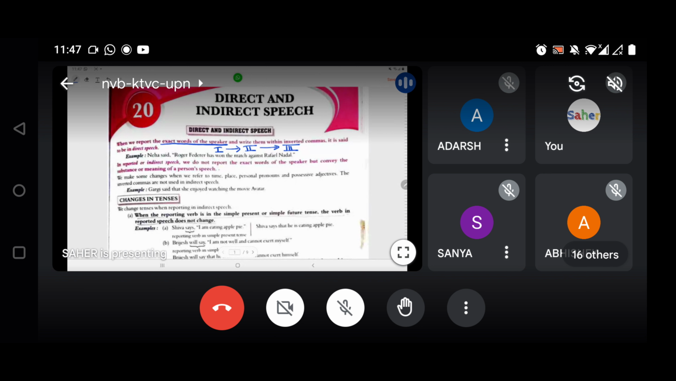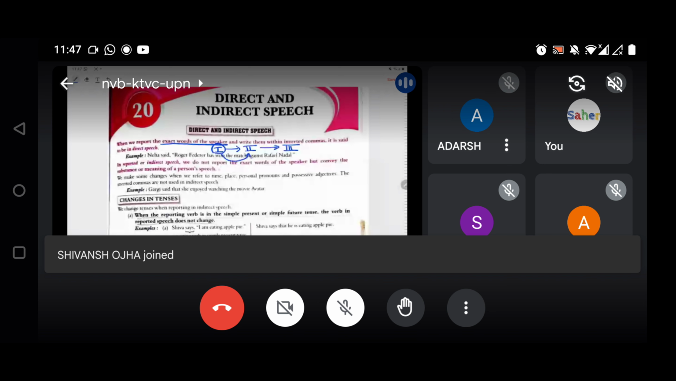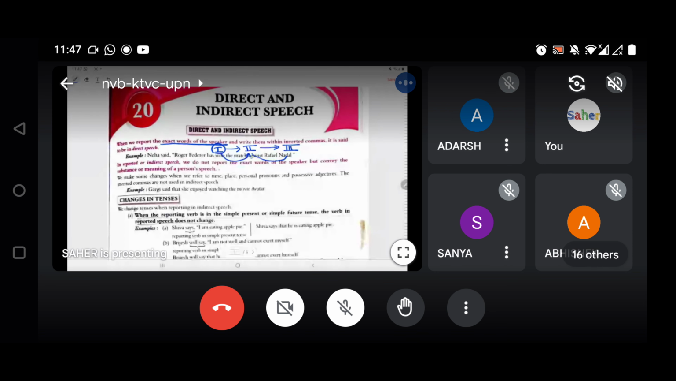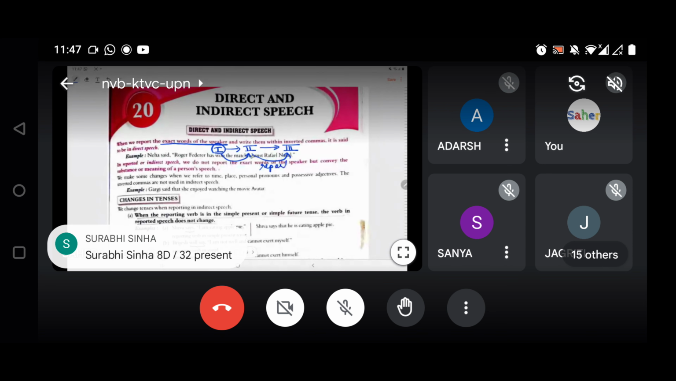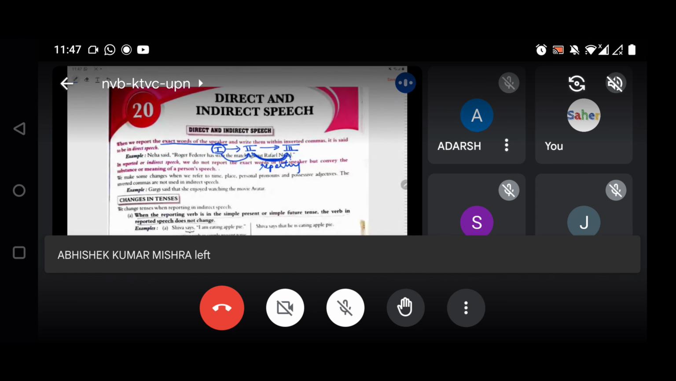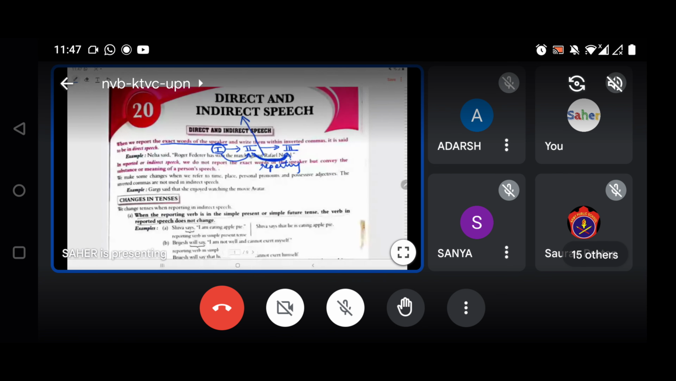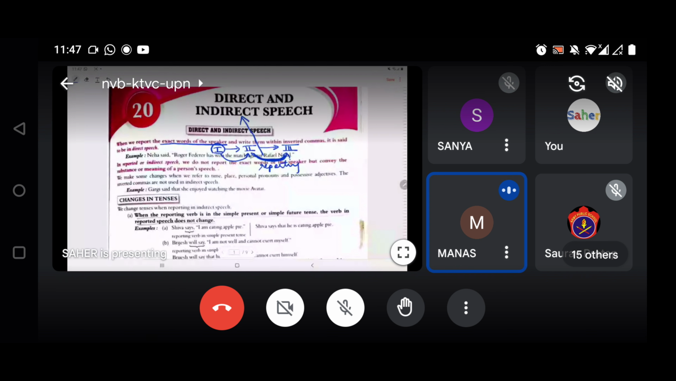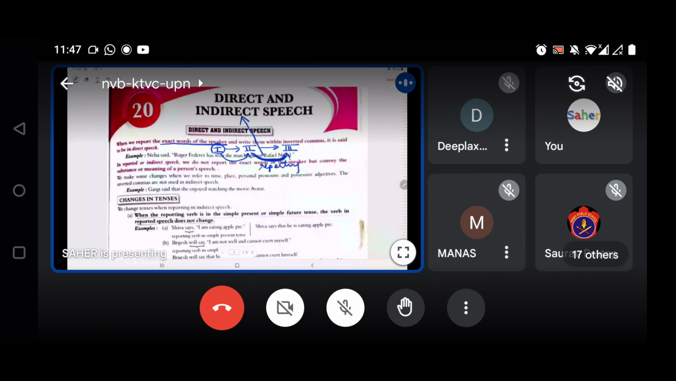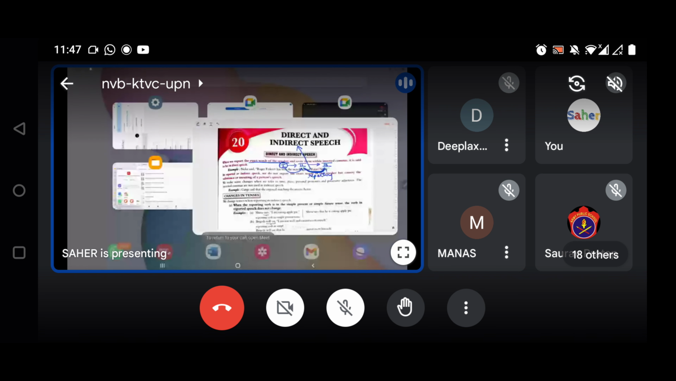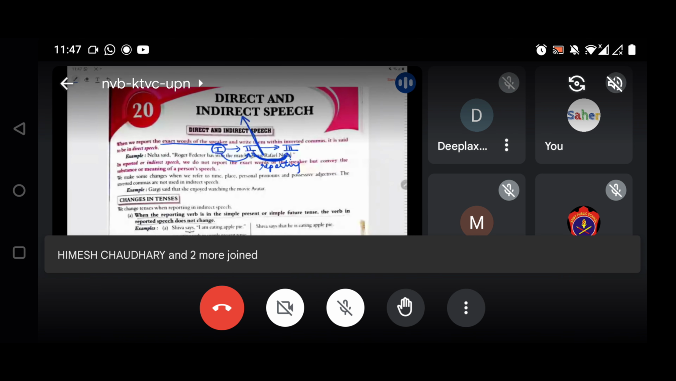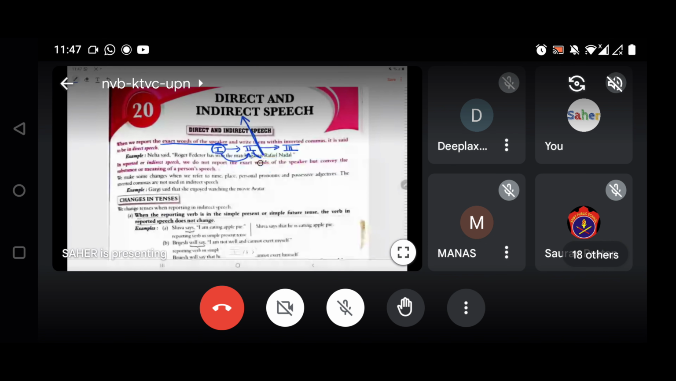Okay, so all the things that have been said by the speaker to the second person, and now the second person is reporting it to the third person, this speech is called what? Indirect speech. Getting it? Yes. So this speech is called indirect speech, whatever the second person is telling to the third person. Did you get that? Yes, ma'am.